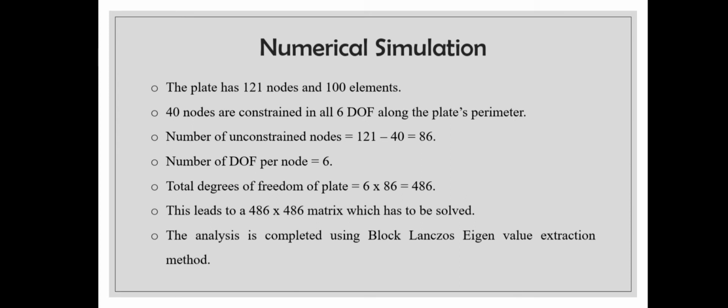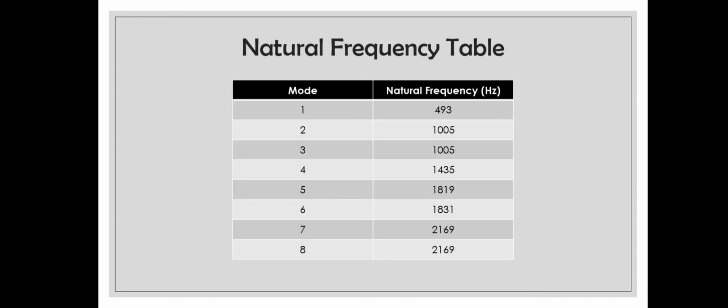And these parameters still remain the same because all we did was alter the material. We didn't change the boundary conditions, which means the number of constrained nodes is still the same, and the total degrees of freedom of the plate is still 486, which means that's the matrix that needs to be solved in order to accomplish this. So once we perform the computation, we obtain the results.